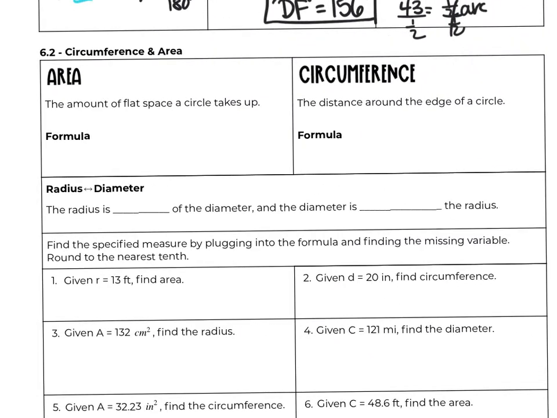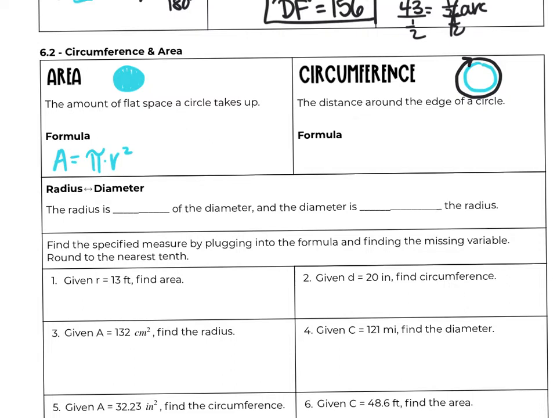All right, and then starting on to days. So area and circumference you have already probably done before, but we will review those. So area is the amount of flat space a circle takes up. So you want to think it's like the inner part, okay? The formula is A equals pi times r squared.